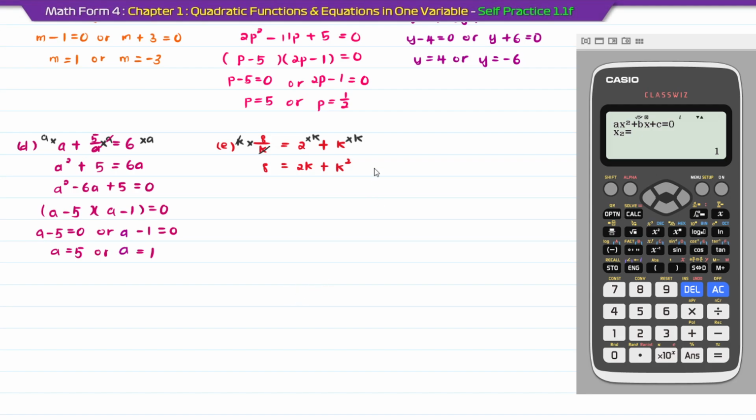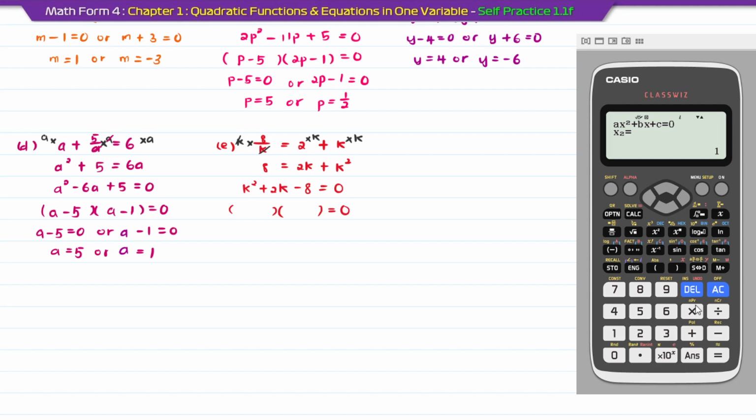Now, we are going to rearrange it in general form, right? So to keep the A, which is the K squared here, a positive one, I'm going to move this 8 to the back here. So what happens next, you're going to get K squared plus 2K. So this 8 moved to the other side is going to become a minus 8, right? Equal to 0.